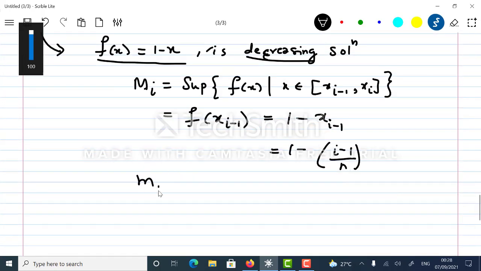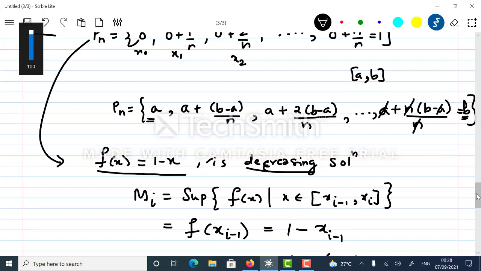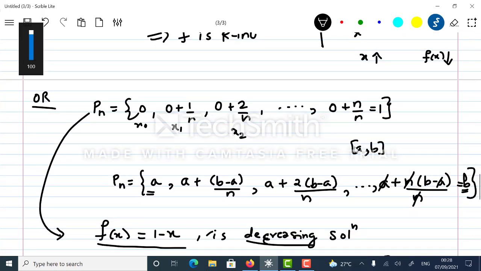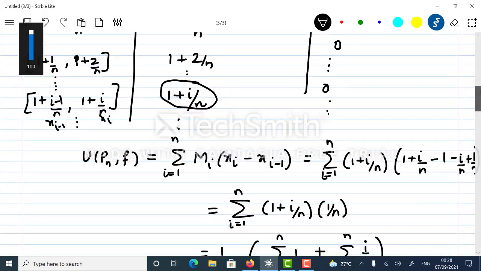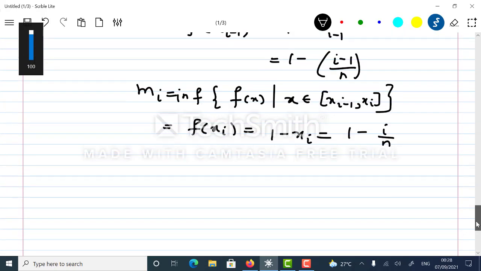And similarly, my small mi is the infimum of f of x such that x belongs to xi minus 1 comma xi. Since it is a decreasing function, the infimum will occur at xi. So f at xi, which is 1 minus xi. But what is xi? It is i upon n. I hope it is okay, because the partition is x0, x1, x2, x3. Even one can make a chart this way also, it is possible. But now I'm using some shortcuts.